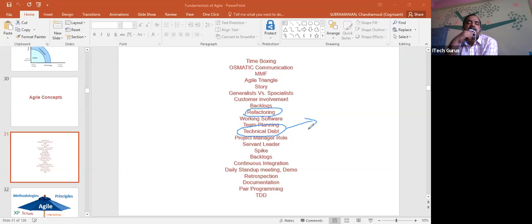That is very, very important. These are all the small terminologies which you all should know. That is called technical debt. Debt means you owe, you need to fix it. Technical debt means technical errors.